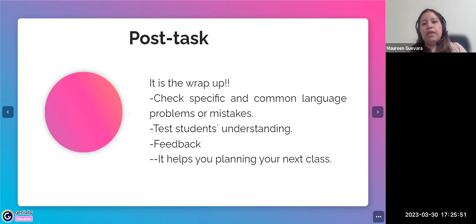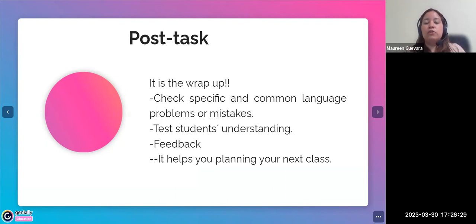And also, the post-task is going to help you plan your next class, because based on your students' performance, based on what you identified that your students had more problems with, you can say, well, for next session, I know that I have to do this. I have to check more of this, or I have to emphasize more time expressions, or maybe asking questions, or the difference between was and were, and so forth. So this is going to be the end of the cycle.